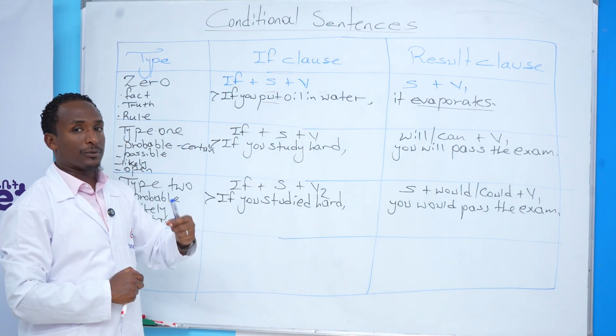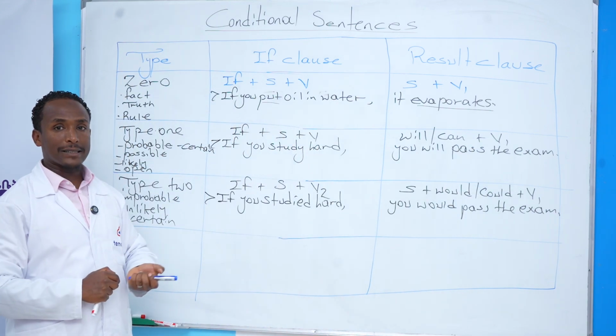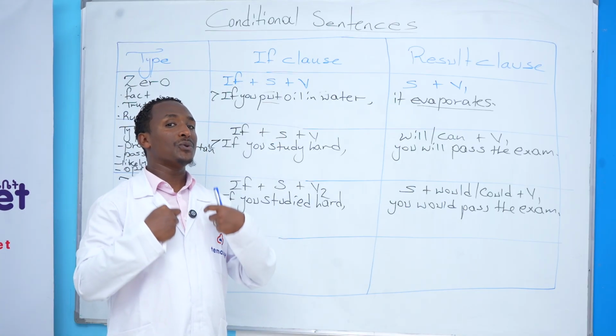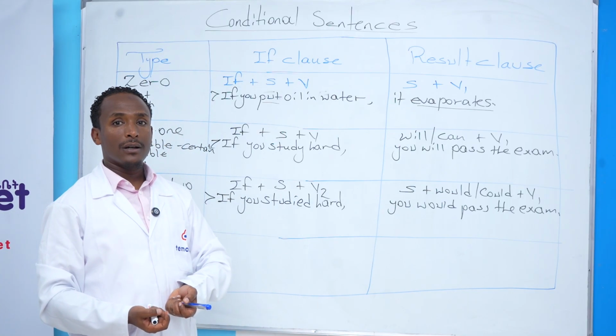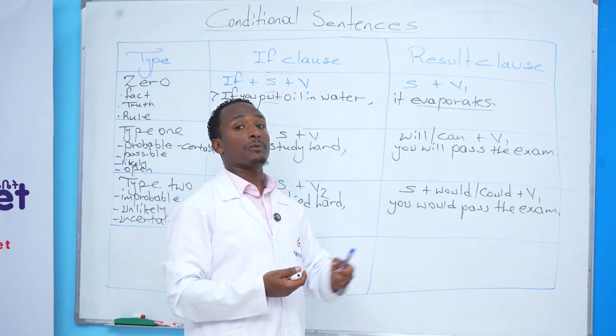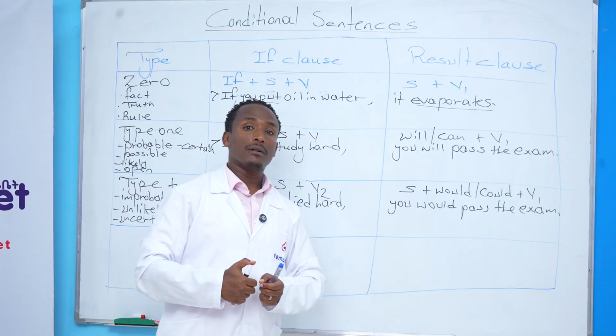What about conditional type 2? It is unlikely, uncertain, and improbable. If you studied hard means I know you don't study hard. But if you do that, you would pass the exam, which is probable. Both are for the future.